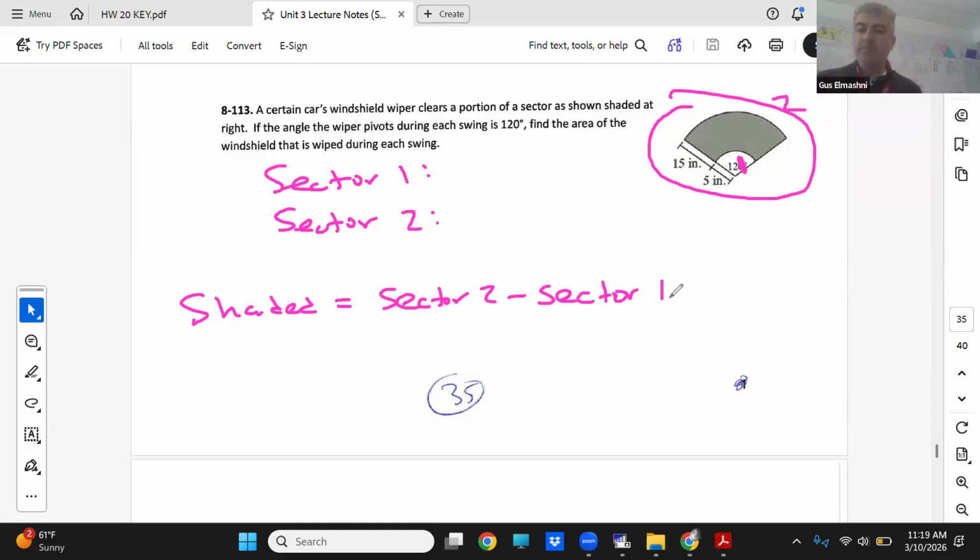Yeah, Peter, go ahead. What is the radius? 20? Well, for sector 1, what's the radius? 5. And what's the central angle? So it's 1/3, so 120 over 360. And you want to find the area, so times pi 5 squared. It's 15, not counting 5. So it's 25 pi over 3.